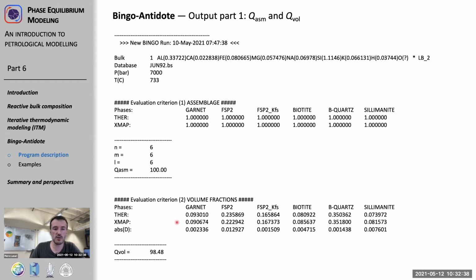Then you have the evaluation of the volume fraction. So you see the volume fraction in the model on the first row, in your observations on the second row. Those are the absolute differences in volume fraction. We have just minor differences, for example, for biotite in this example. But that will be the value of the optimal value for the Q volume, 98.5%.